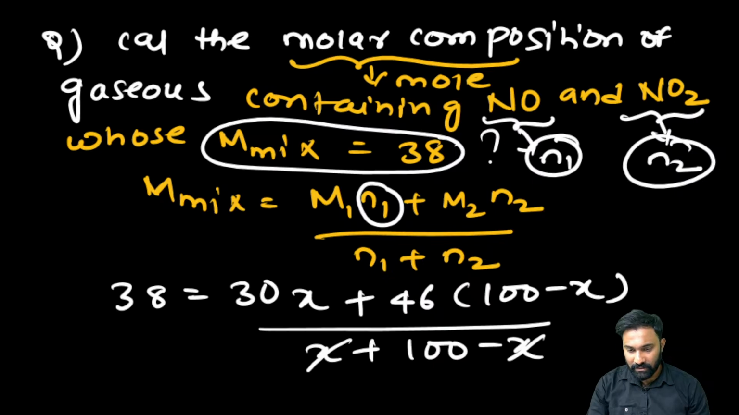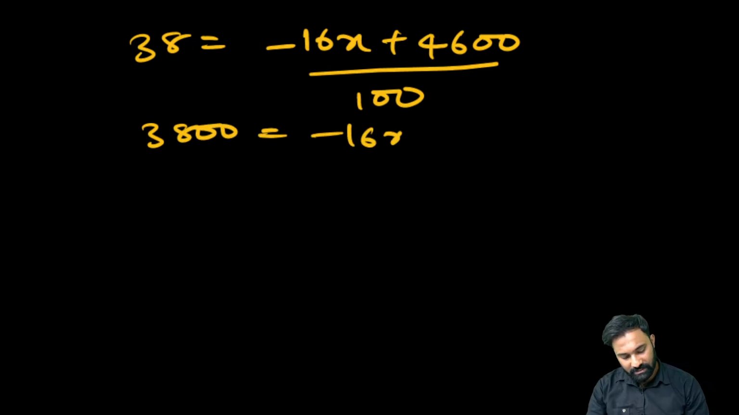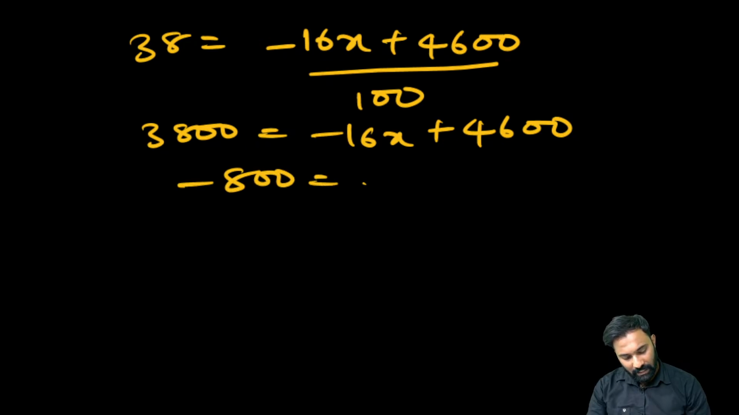X gets cancelled, and if you solve the question, 38 is equal to minus 16x plus 4600 by 100. Now if you cross multiply, it becomes 3800 equals minus 16x plus 4600. Then if you bring it to the left-hand side, it becomes minus 800 and minus 16x. Now the minus will get cancelled. Now x will give you 50.